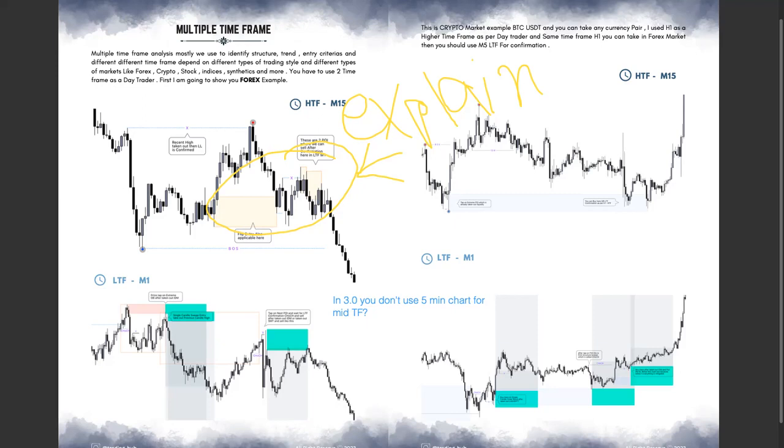You said that after taking internal liquidity, the first change of character is fake. What do you mean? I don't understand. In a general structure, the first change of character is always fake. But when price takes out the liquidity point or taps on the POI point, and then the market gives you the first change of character, that's the actual change of character. Without taking out the liquidity, without taking out the inducement, or without tapping on a POI, the first change of character is always fake.